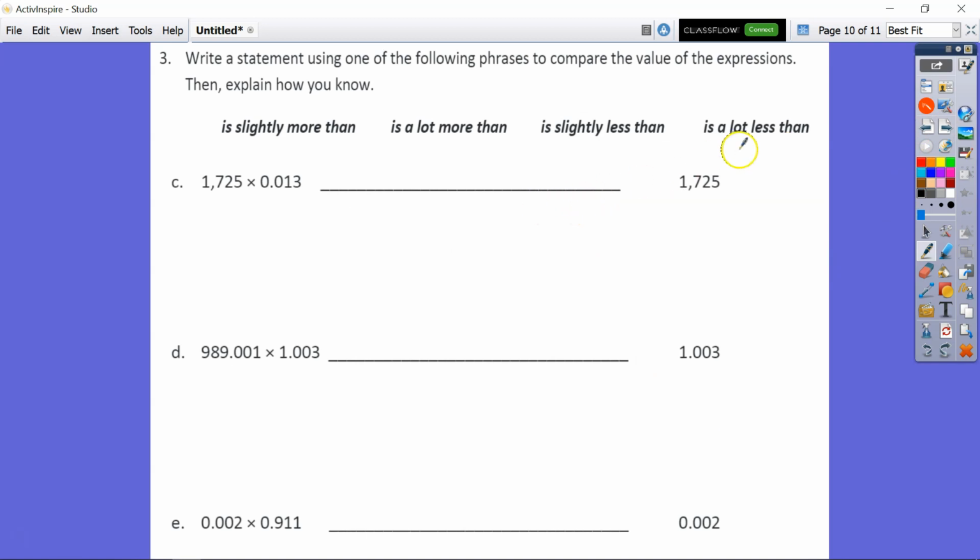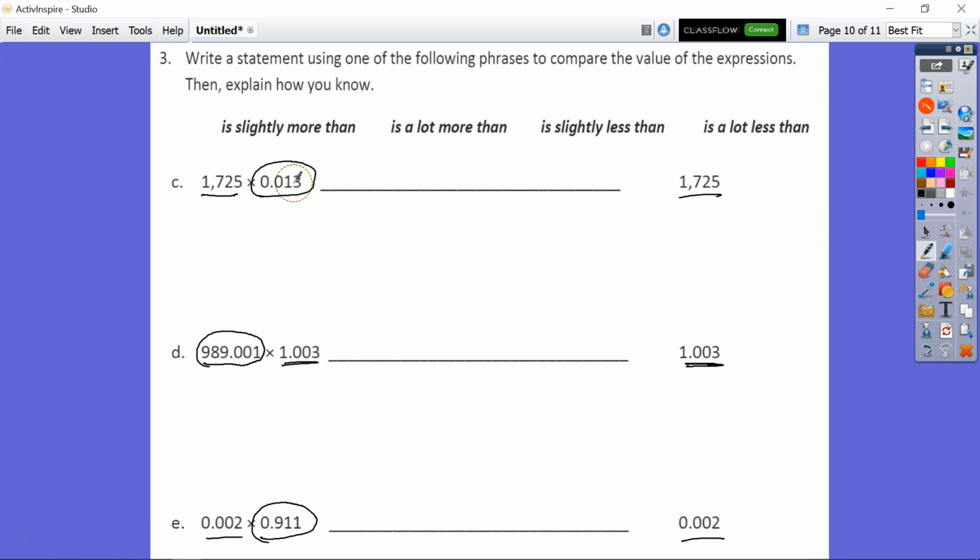Now, remember, I'm talking about 1,725, comparing it to 1,725. So my scaling factor is 13 hundredths. Same thing here. Look at what I'm comparing. These numbers are the same, so my scaling factor is the one that's not related to this here. Same thing here. These numbers are the same. My scaling factor is here. For C, D, and E, we're looking at all three of our scaling factors. I know that 13 thousandths is just over 1 penny. It's between 1 and 2 pennies.